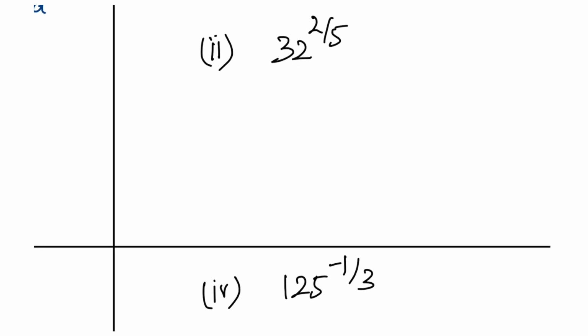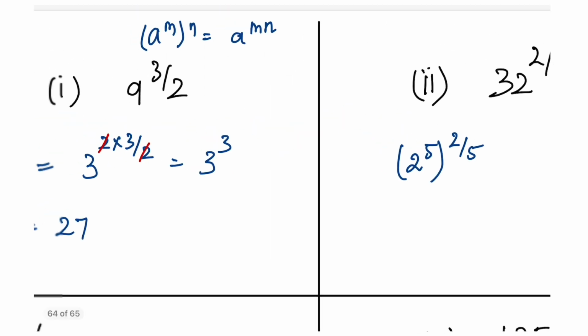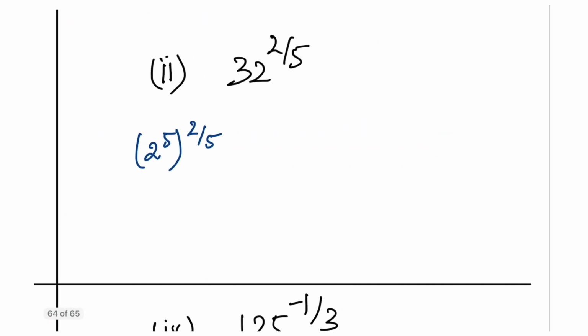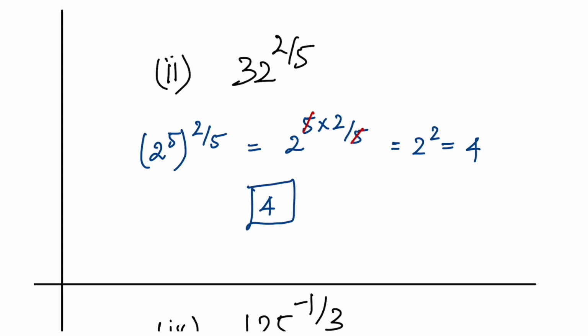Now moving on to the second subdivision, we have 32 power 2 by 5. Okay, so basically we can represent 32 as 2 power 5, right? So it's 2 power 5 the whole power 2 by 5. We are applying the same formula that we did here, a power m the whole power n is equal to a power m into n. So using that, you can tell it's 2 power 5 into 2 by 5, and these 5's get cancelled. So you are left with 2 power 2, and that is 4. So 4 is the answer to this question.